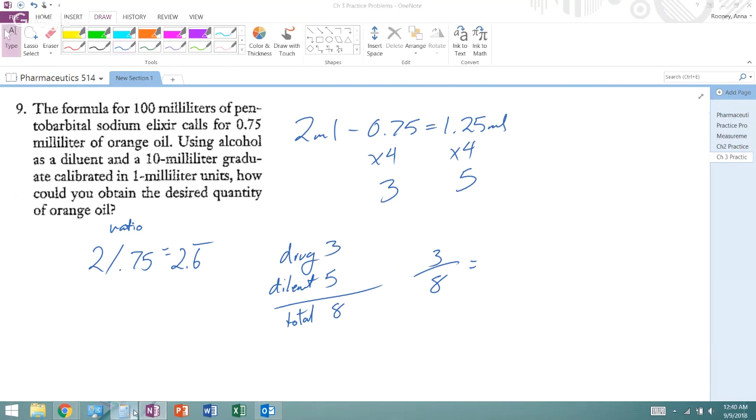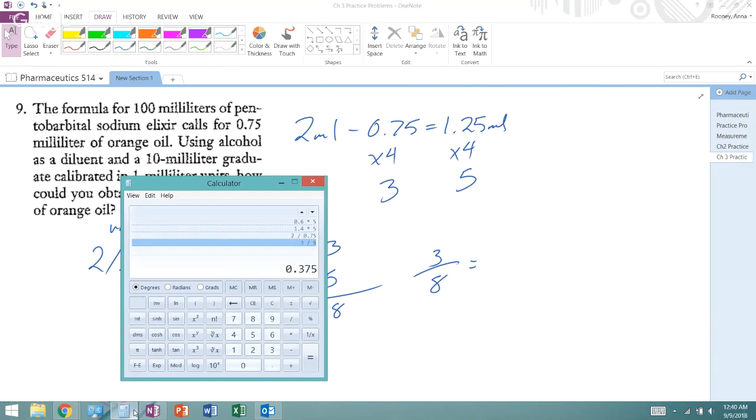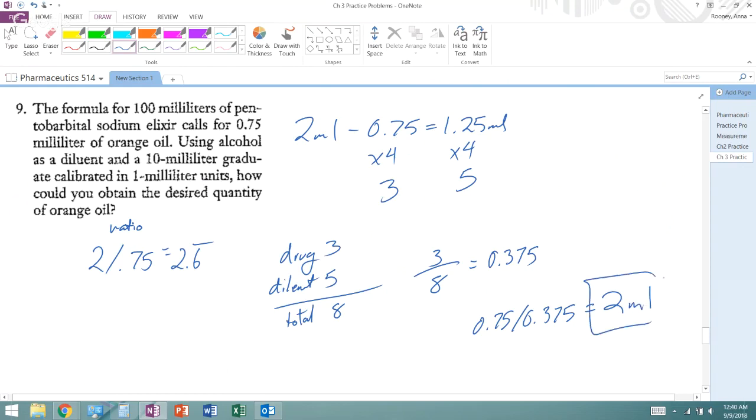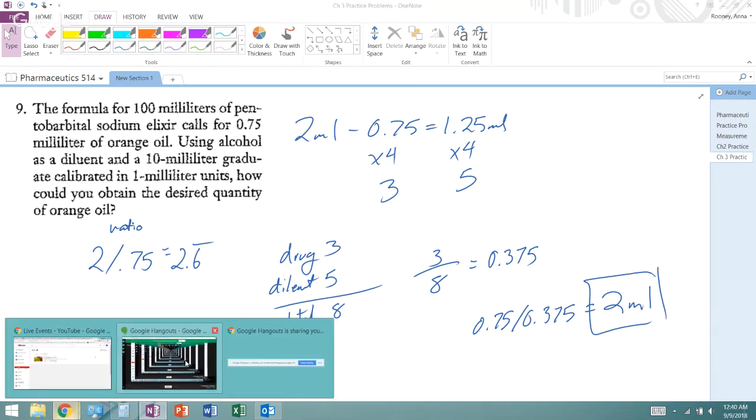So then 3 divided by 8 is equal to something. Let me look this up. 3 divided by 8, 0.375. And then you do 0.75 divided by 0.375, and that equals 2 milliliters, which is identical to the book. So that is how you do those. That is it for chapter 3.